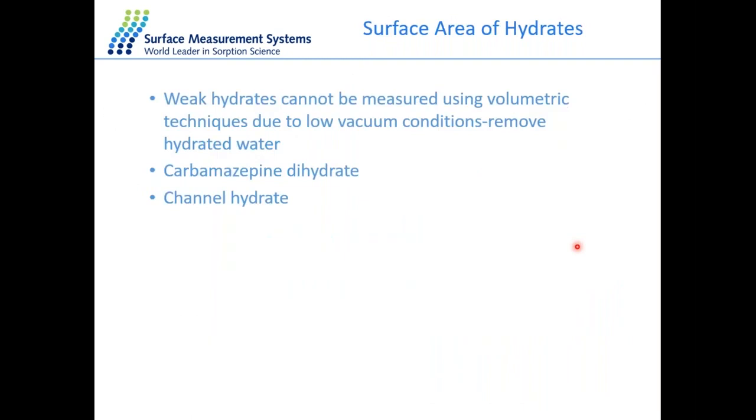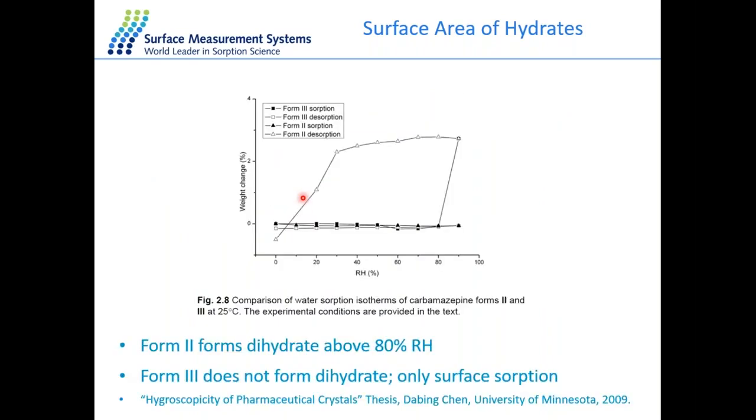As I mentioned previously, it's not possible, or it could be very challenging, to measure a hydrate in its native state, in particular a weak hydrate, under low vacuum conditions. This will typically remove that hydrated water. I'll show you a couple of examples of how we can measure that in IGC and DVS by looking at two case studies with carbamazepine and a channel hydrate.